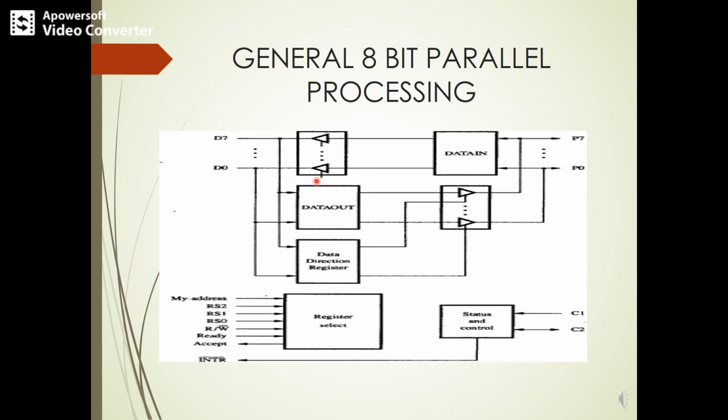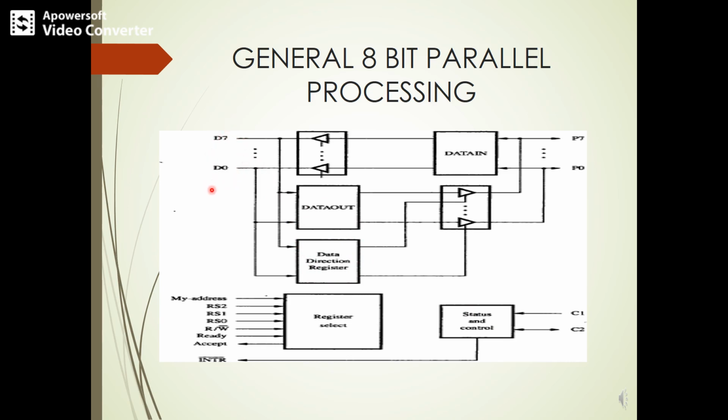The diagram shows a general 8-bit parallel interface. It consists of buffer registers like data in, data out, as well as the data direction register, the data lines from D0 to D7, the register select block, and the status and control blocks. The register select block receives information like my address, RS0, RS1 and RS2, the read/write control signal, the ready signal, the accept signal, followed by an interrupt signal which is given to the status and control lines.